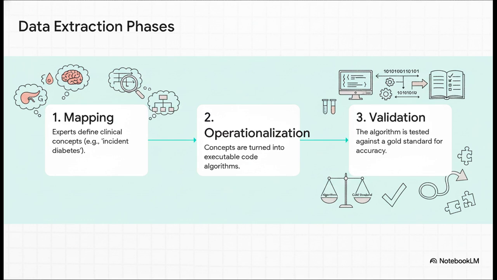First, you get the clinical experts to map out the concept. What does new-onset diabetes actually look like in the raw data? Second, that clinical knowledge gets operationalized. It gets turned into a computer algorithm. And finally, you have to validate that algorithm against a gold standard, like having a human expert review the charts to prove that it's actually finding what you think it's finding.